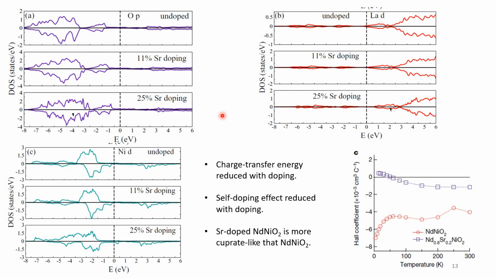We can see that as you dope, the electronic structure changes. For example, the oxygen p bands move closer to the Fermi level, so the charge transfer energy that is larger in the nickelates than in the cuprates gets reduced. The system becomes more cuprate-like in that respect. And also the rare earth d bands move further away from the Fermi level as you dope. And this reduces the self-doping effect that we discussed before, that in neodymium nickel O2 or in lanthanum nickel O2 produces this departure from the cuprate-like electronic structure. So as you dope lanthanum nickel O2 or neodymium nickel O2, the electronic structure recalls more that of the cuprates.